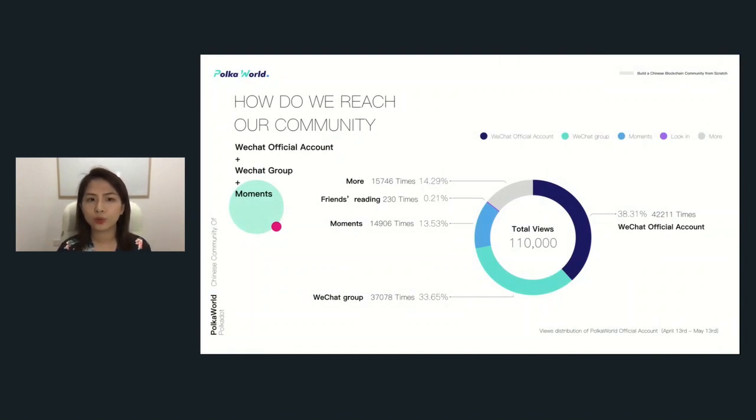So how do we reach our community? Here we can see a chart. It shows the monthly views of PolkaWorld, and we can tell that about 38% of our views come from the WeChat official account. About 33% come from the WeChat groups, and about 13% come from Moments. So those 3 parts are the biggest parts of how we reach our community, and I will talk about them one by one.